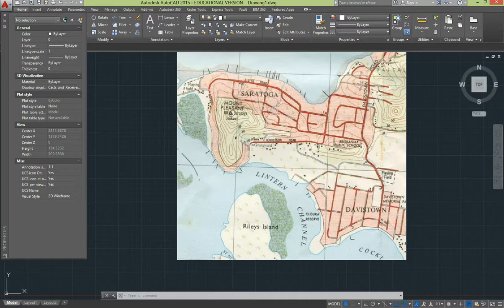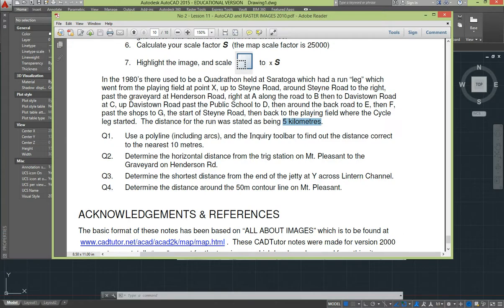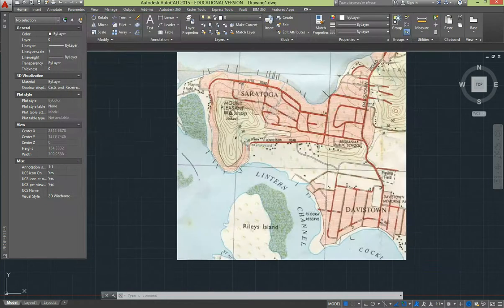This is part 2 of the exercise of importing a raster image of a map of the Saratoga area, and we're answering some questions about distances. So we've scaled the map, we've done questions 1 and 2, and just looking at questions 3 and 4. So first of all, shortest distance from the end of the jetty at Y across Linton Channel, and then the distance around the 50-metre contour line on Mount Pleasant.